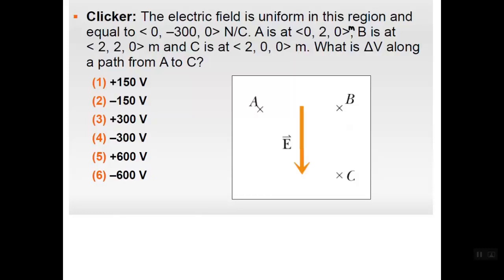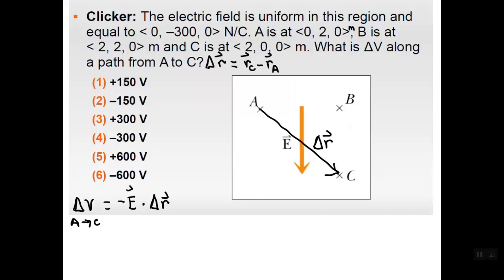The first step is to notice that since the E field is uniform, we don't need to integrate to find delta V. In particular, the change in electric potential moving from location A to location C is just minus the scalar product of vector E and delta R, where delta R is the displacement vector pointing from A to C. We have the position vectors for A and C, so delta R is just R sub C minus R sub A, which works out to be this.